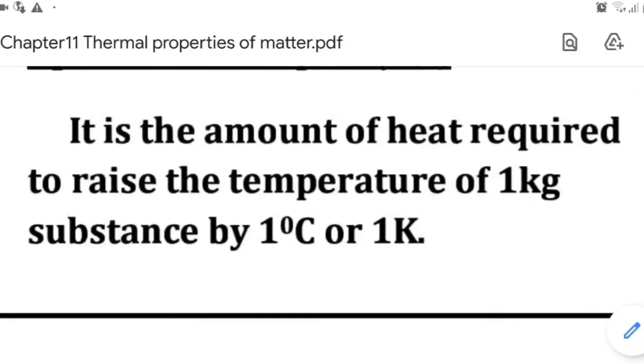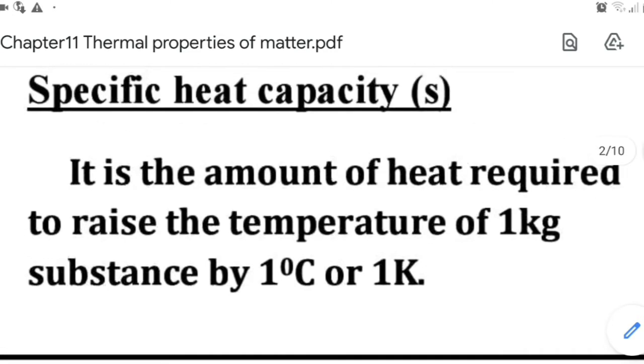Welcome to the new lesson in Chapter 11, Thermal Properties of Matter. Today we are discussing specific heat capacity of a substance. Specific heat capacity of a substance is the amount of heat required to raise the temperature of 1 kilogram of substance by 1 degree Celsius or 1 Kelvin.